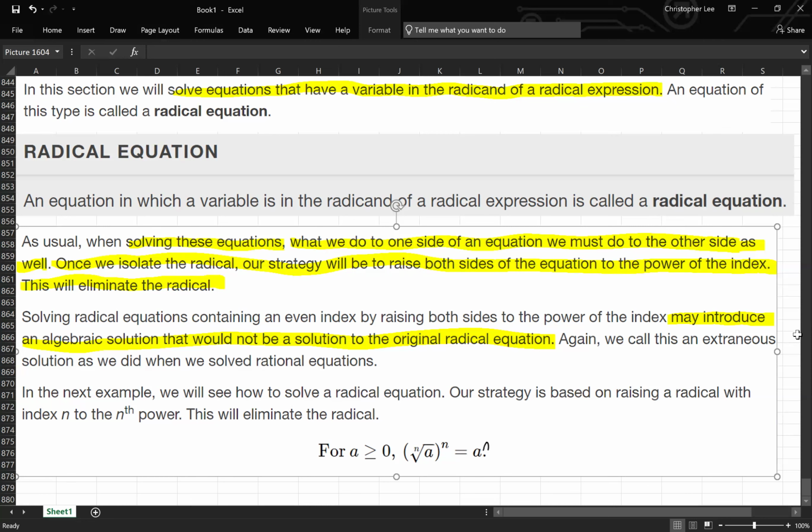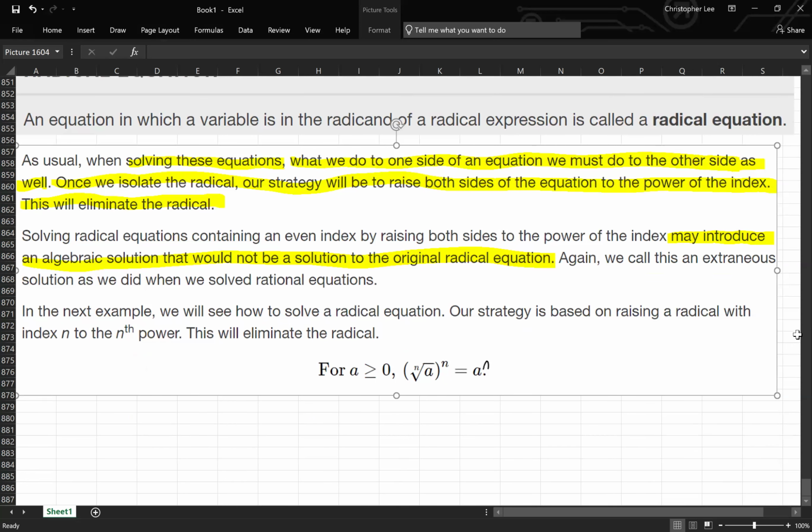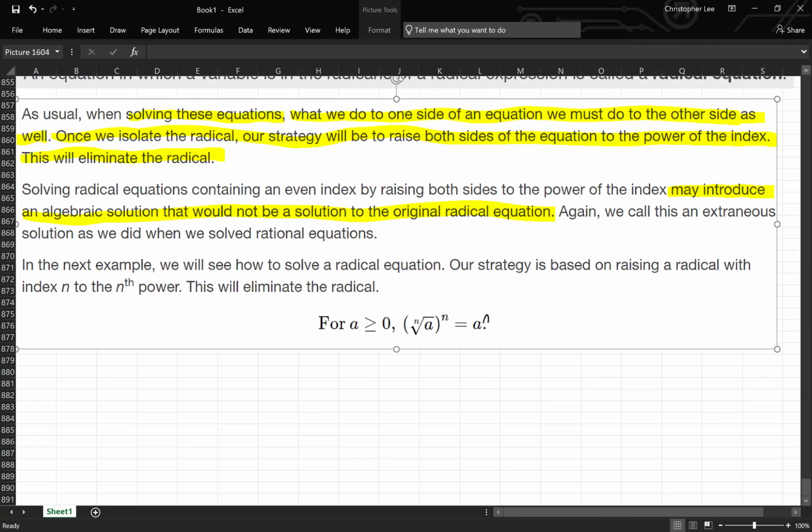As we did when we solved rational equations, in this next example, we will see how to solve a radical equation. Our strategy is based on raising a radical with the index n to the nth power. This will eliminate the radical. So for a greater than or equal to 0, the nth root of a raised to the n power is equal to just a, right? Don't pay attention to that little typo right there.